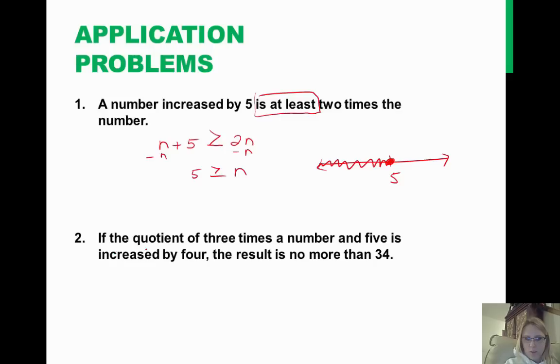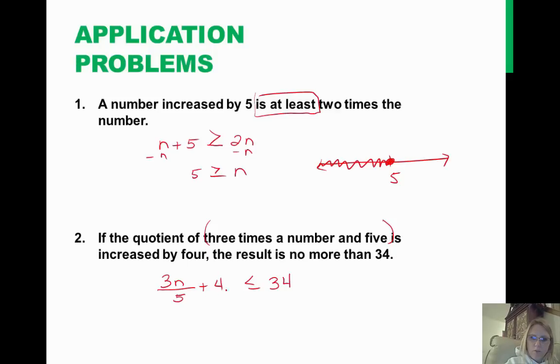The second one: if a quotient of 3 times a number and 5 is increased by 4, the result is no more than 34. So let's take this in parts. A quotient of 3 times a number, so that would be 3n, and it's a quotient, so it's talking about these two things. So 3 times a number, and that's going to be over 5. And if it's increased by 4, so plus 4, the result is no more than 34. So it's going to be less than or equal to 34.